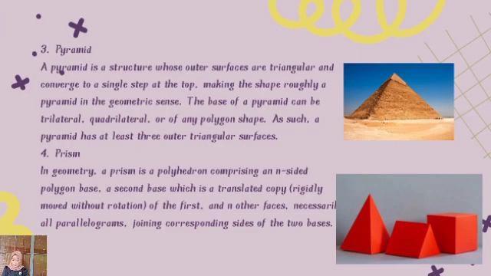Next, number 4 is prism. In geometry, a prism is a polyhedron consisting of an n-sided polygon base, a second base which is a translated copy, or rigidly moved without rotation, of the first, and other faces, necessarily parallelograms, joining corresponding sides of the two bases.